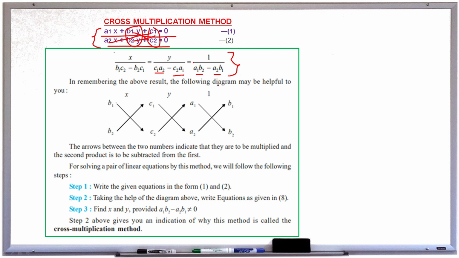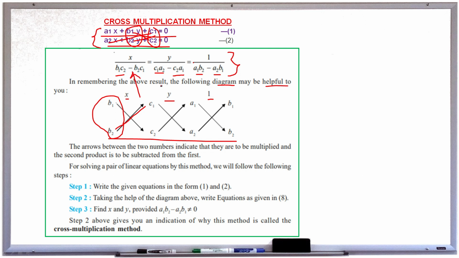To remember this, there is a diagram that will help you to understand. First write x, y, and instead of the constant term you write 1. Now how does this cross multiplication work? Write b1 b2 c1 c2, then after c1, a1 will come, a1 a2 b1 b2. This is the order you should write to remember the formula. First start from here, b1 c2, that is b1 c2 minus b2 c1. In this way you can remember the formula easily. This diagram will help you.